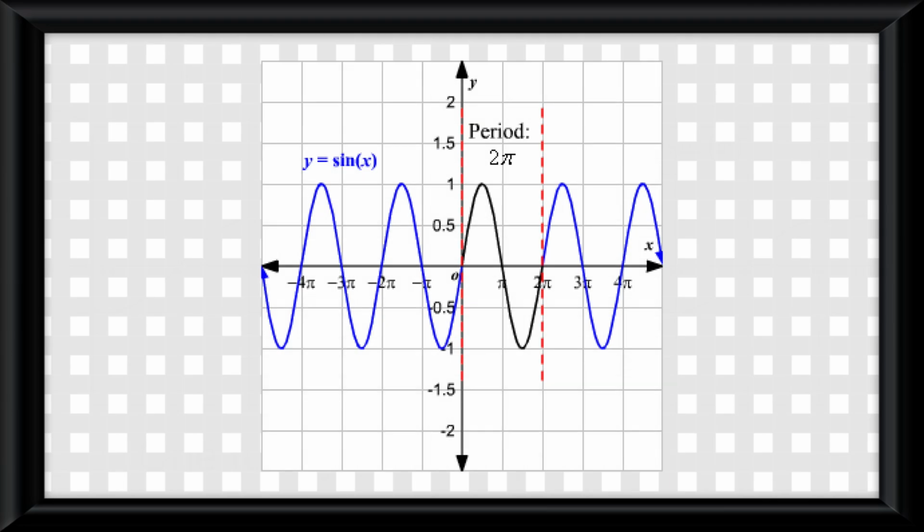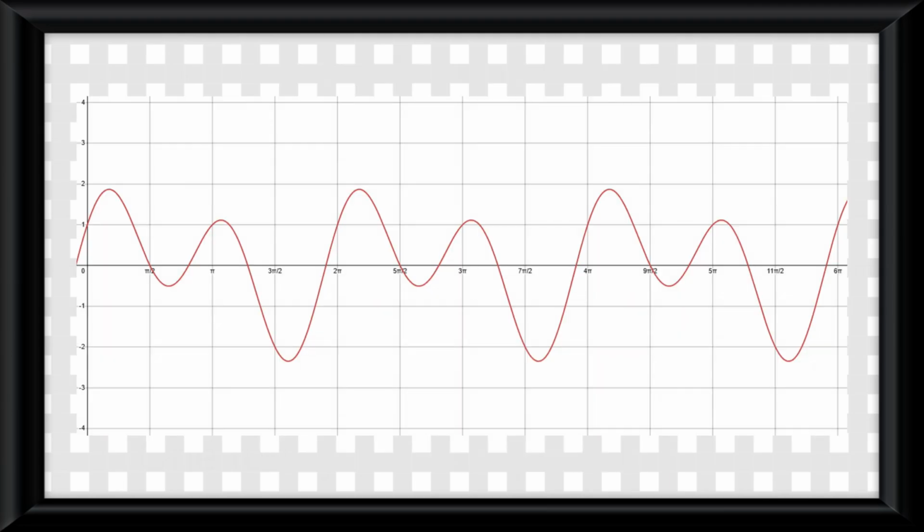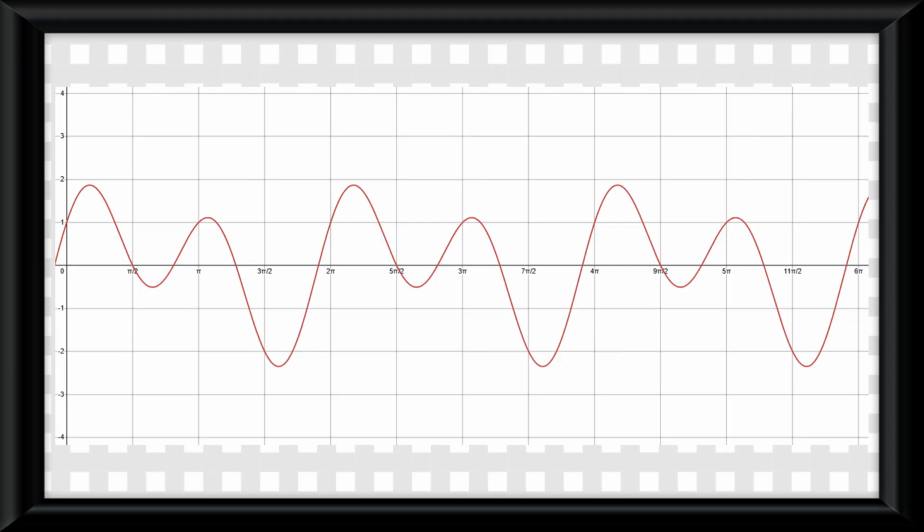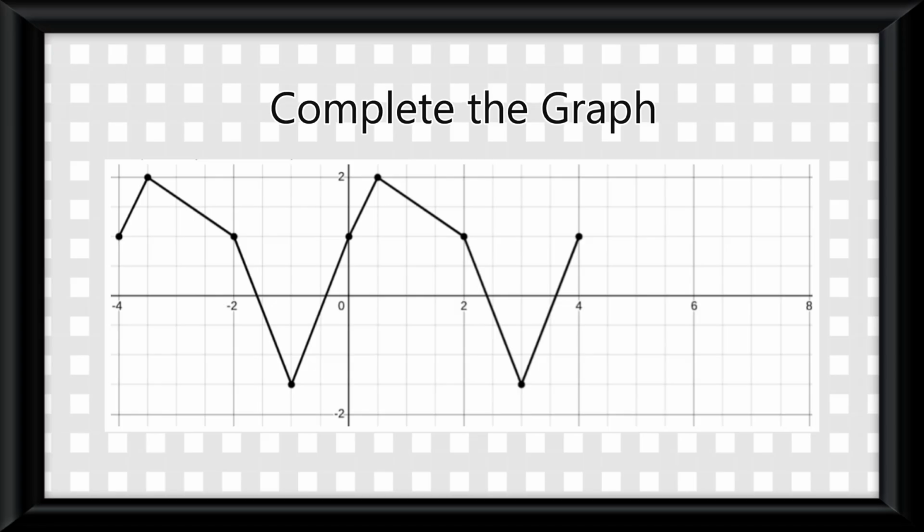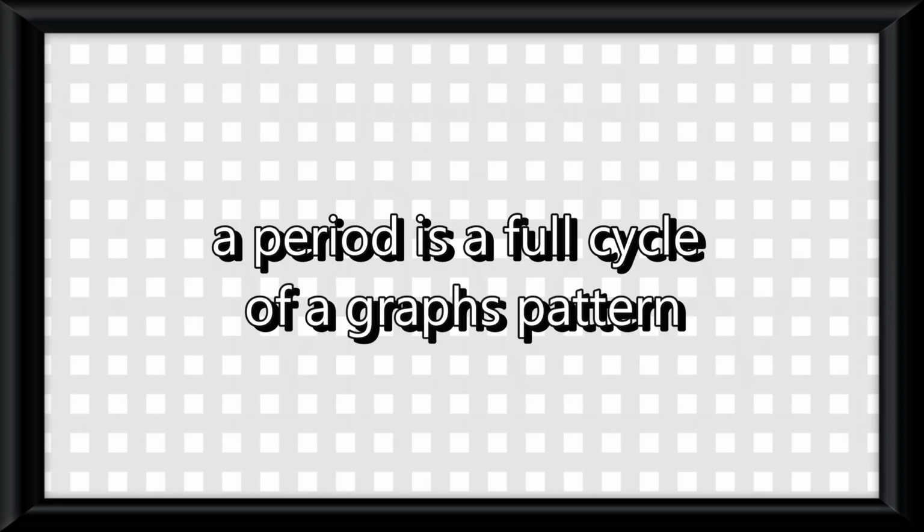But don't be fooled, graphs don't look all perfect and nice like this all the time. Some period graphs can look like this. It's still a periodic graph though, because though the pattern might be strange, it still repeats the same pattern over equal length intervals. And if you were given a period length of a periodic graph and asked to continue drawing the graph, you can do this because you already know the pattern that needs to be repeated. Just remember that a period is a full cycle of a graph's pattern and you'll be fine.